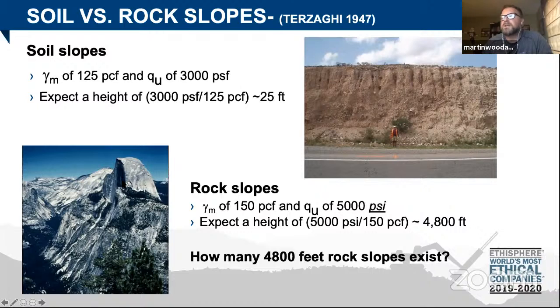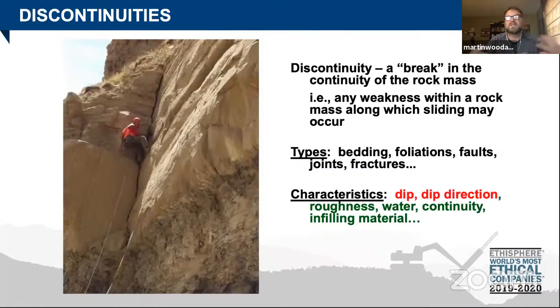And so the one big question is, why don't we have very many of these mile-high rock slopes just sitting out there? And the answer is discontinuities. When you're looking at rocks, the discontinuities in the rock mass are what control everything. A discontinuity is a break in the rock. It's a weakness. And there are many different types of discontinuities. You have bedding planes, foliations, faults, joints, fractures, all these terms that people learned in basic geology courses.